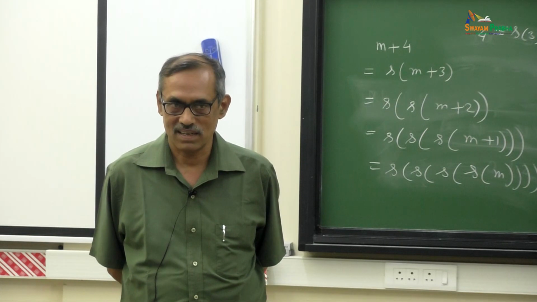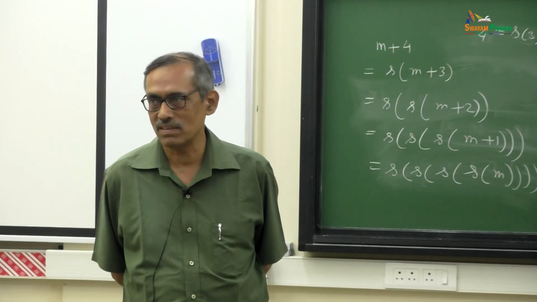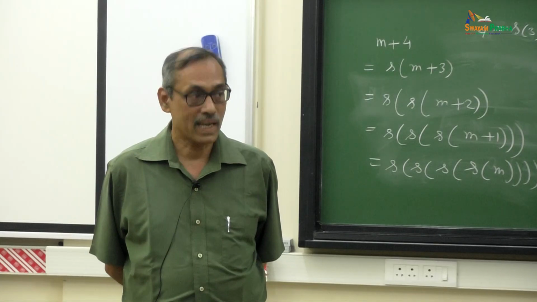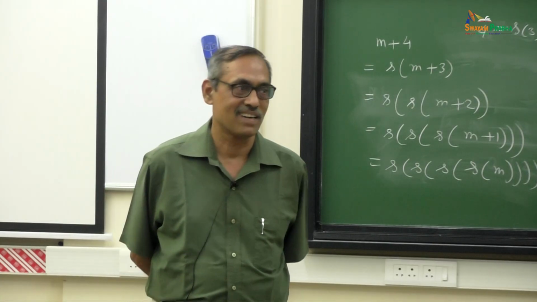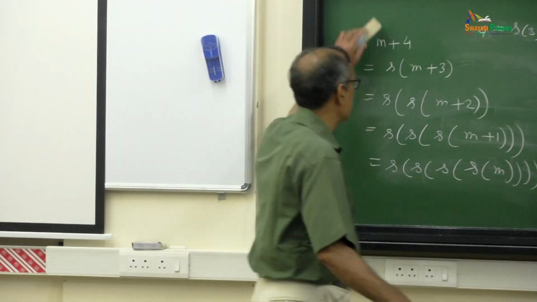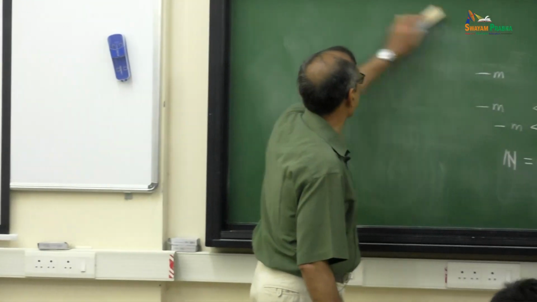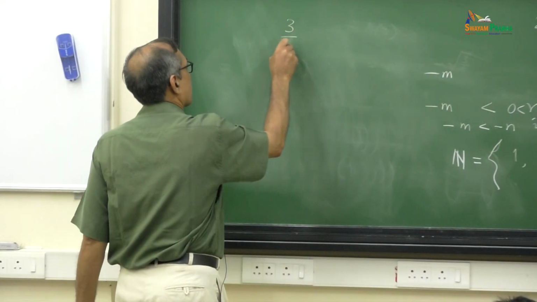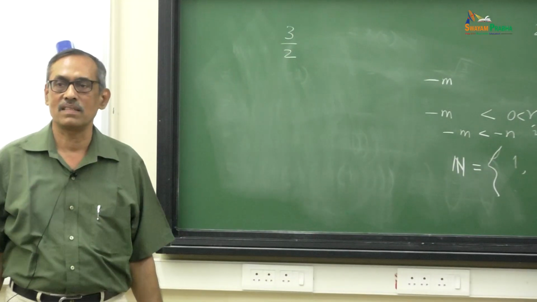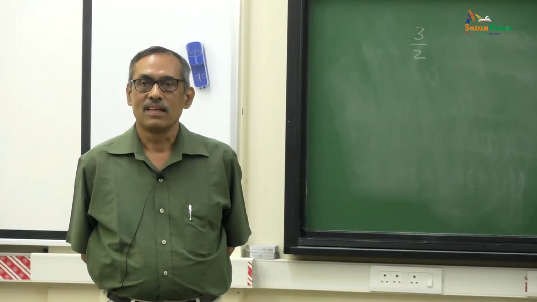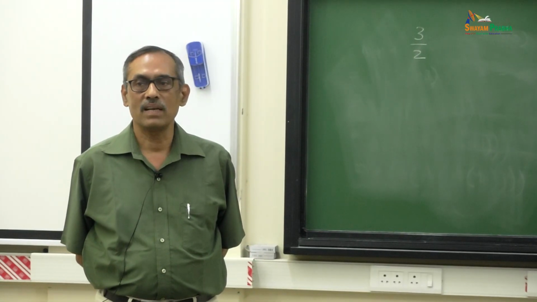What about division? Multiplication is defined, division is not defined. Again, equivalence classes can be used for that. So that means we want to define something like 3 by 2. We want to define something like this. So how do you define 3 by 2?